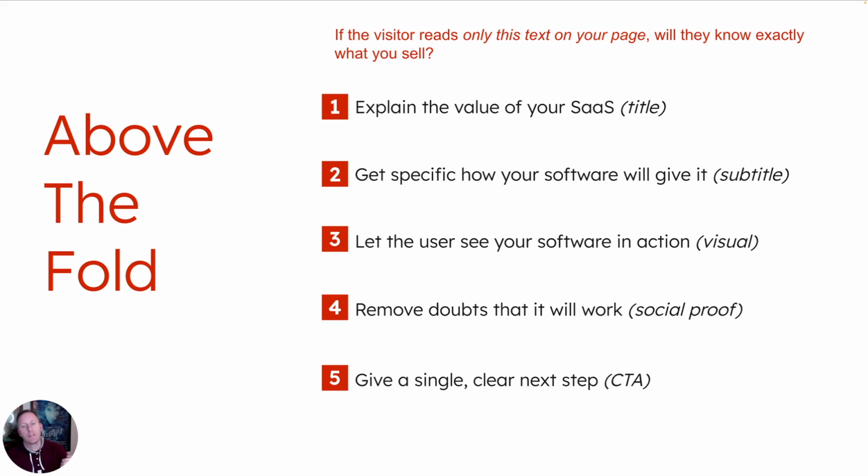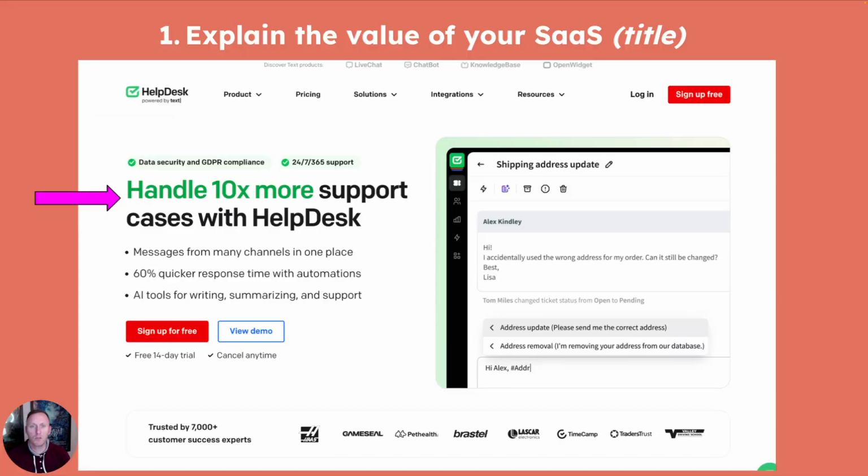And then next is you got to get specific on how your software will give that value. And that is the subtitle. Then the third one is you let the user see your software in action, something visual. Fourth is remove doubts that it will work. In other words, social proof. And then fifth is give a single clear next step, your call to action. All right, so let's look at each one of these individually.